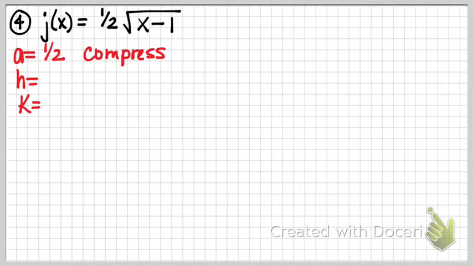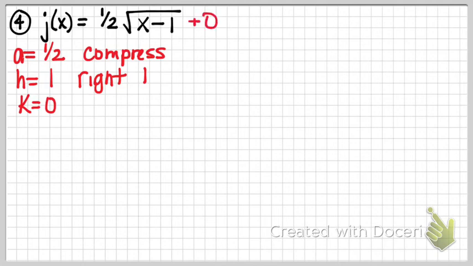Now H for a square root is under the square root, and you still flip the sign. So that says x minus 1. So what would H be? Positive 1. And what's that going to make the graph do? Right 1. Now K is the tricky one. What do you think the K value is? It's 0. There's an invisible plus 0 back there.